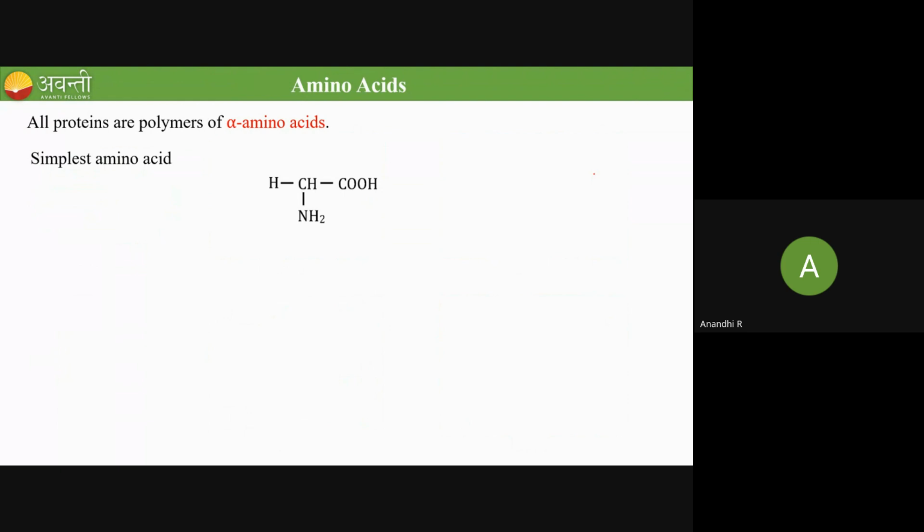So what is the structure of an amino acid? An amino acid contains an amine group and a carboxylic acid group, so it is called an amino acid. A carbon is there, attached with 4 different groups, and among those 4, one is occupied by an amine group and another by a carboxylic acid group. In the remaining two positions, if both are hydrogen, then this amino acid is called glycine. The amine group is the basic group and carboxylic acid is the acidic group.